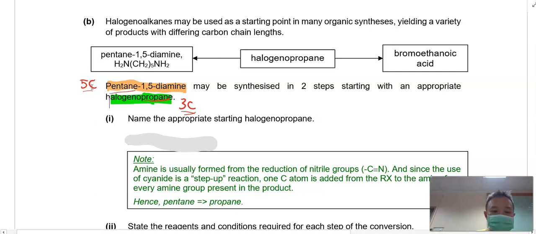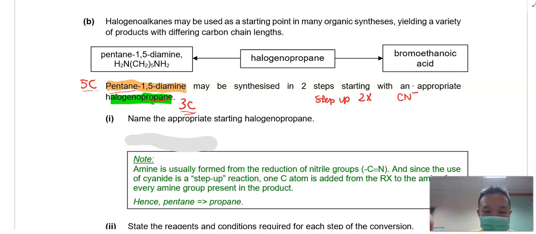Okay, so you can see from 3 carbons to 5 carbons, based on what we've discussed, we need to step up. And in this case, we need to step up 2 times. Step up 2 times means we need to replace with 2 CN minus. Alright? How can we replace with 2 CN minus? When we have 2 halogenoalkanes to replace.